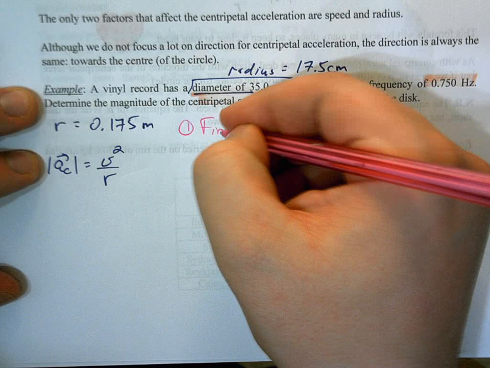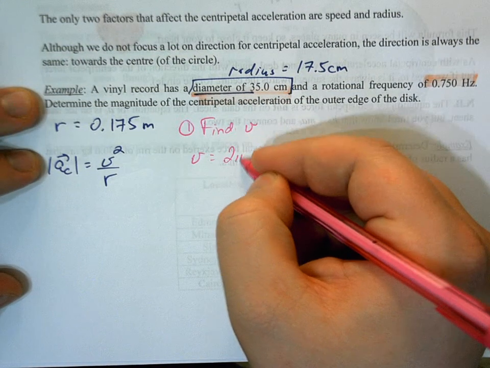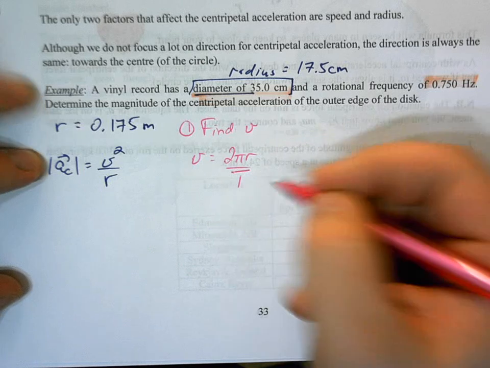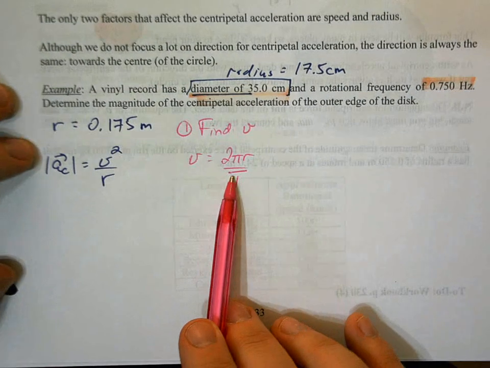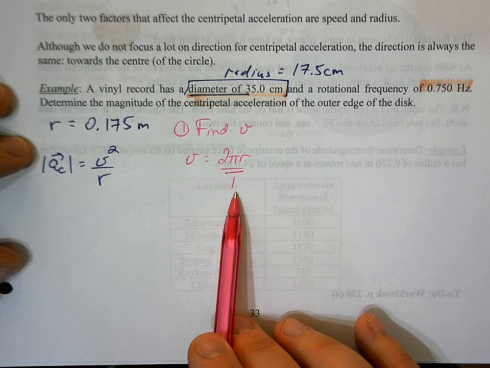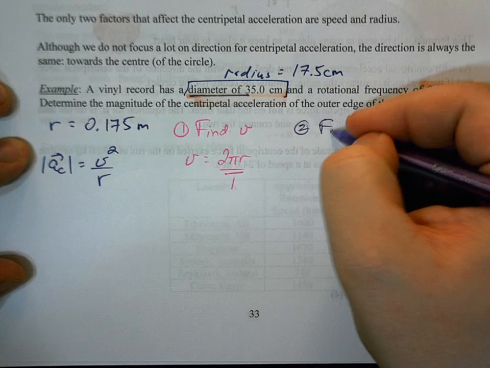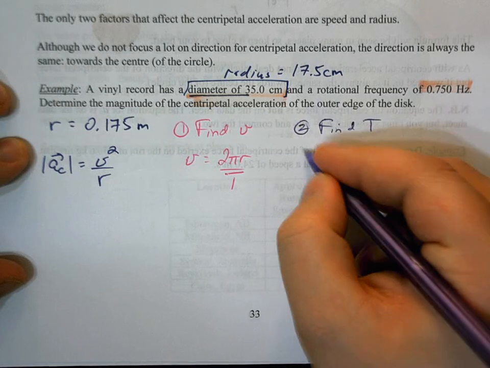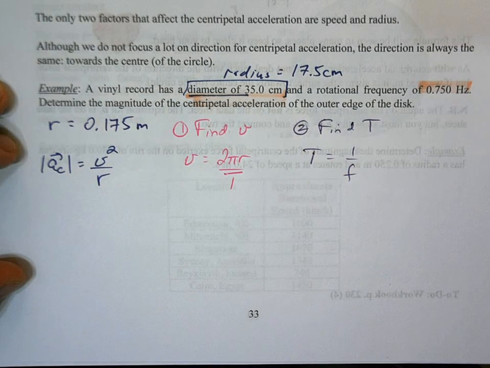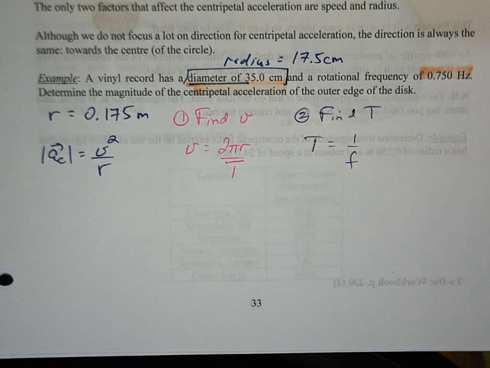So let's find V. V is equal to 2 pi r divided by the period. This is the equation that we just got. We know r, but oh no, we don't know the period. So now we have to find the period. And the period we know is 1 over the frequency. So you're seeing that we're going to have to back substitute a lot here.